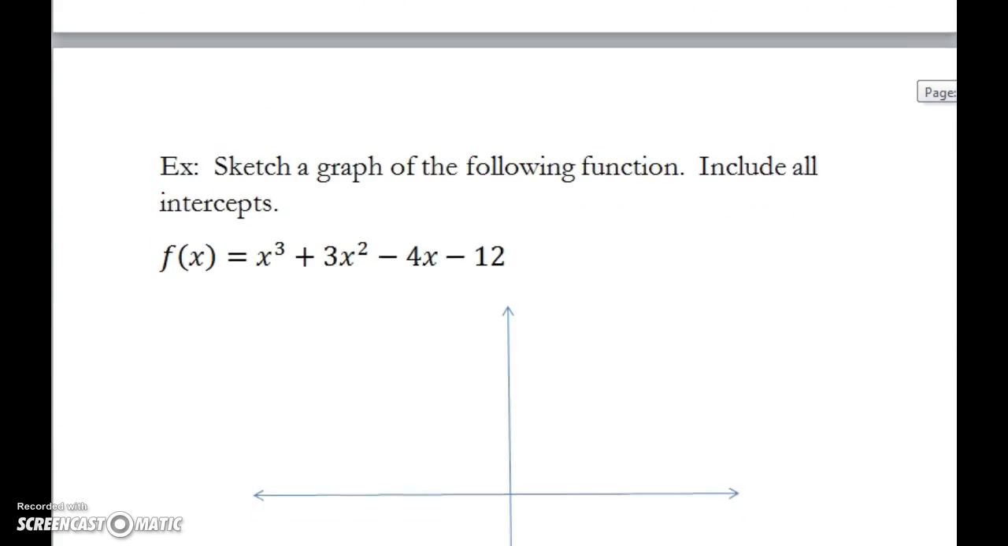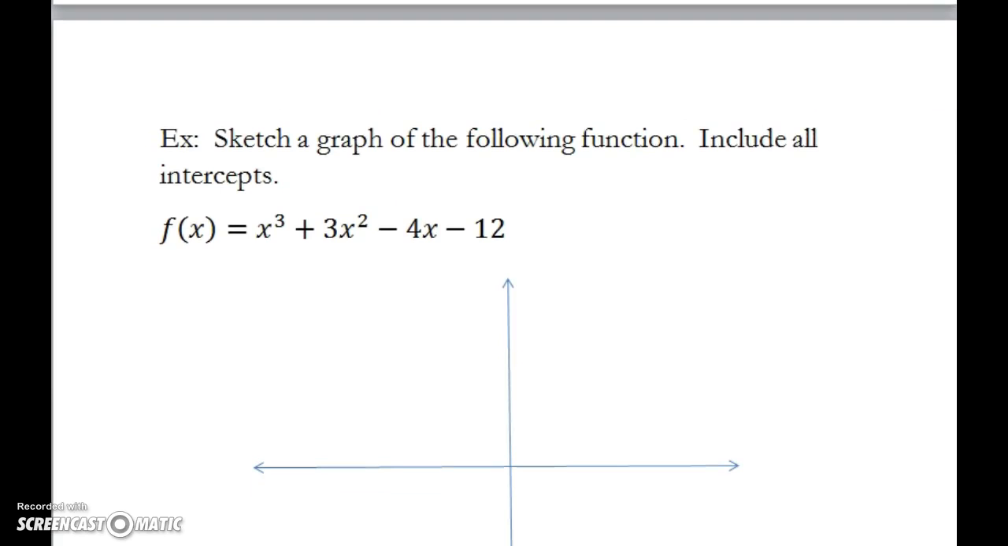All right, so our next example says sketch a graph of this function, and if you notice in this example, it's not factored. So the first thing that we're going to have to do is factor our expression before we can sketch it. So when we have 4 terms, we can factor by grouping, which means we're going to group the first two terms together and the second 2 terms together. And in the first group, we have a greatest common factor of x squared, which allows us to be left with x plus 3. Check by distributing.